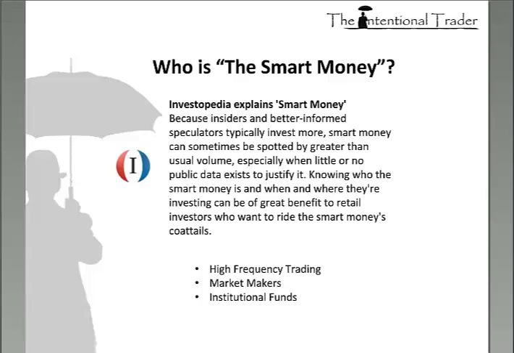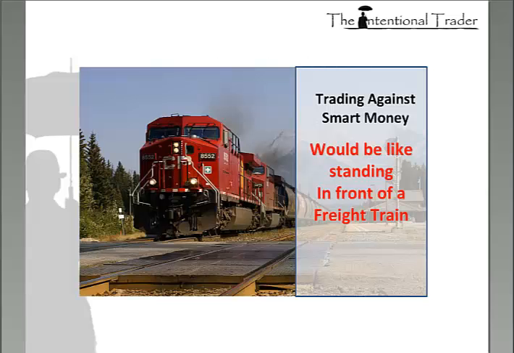So who's the smart money? For another term, you might think of the high-frequency traders. You hear of these high-frequency trading robots or these algorithms that trade in milliseconds sometimes. They're in and out of the markets very quickly, so they're manipulating it very, very quickly. You might hear them called market makers or institutional funds. These are all the smart monies, the people that can move the market with large volume, okay? And the rest of us are just retail traders.